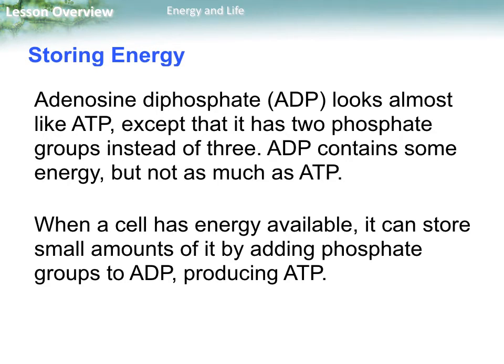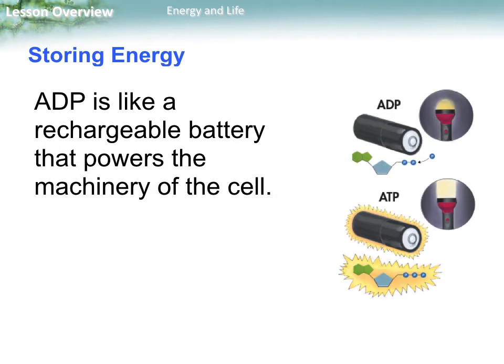Adenosine diphosphate looks almost like ATP, except that, you guessed it, it only has 2 phosphate groups instead of 3. Okay, ADP contains some energy, and we'll talk later about what we can do with that. It just doesn't have as much energy as ATP. When a cell has energy available, it can store small amounts of it by adding phosphate groups to the ADP to produce ATP.